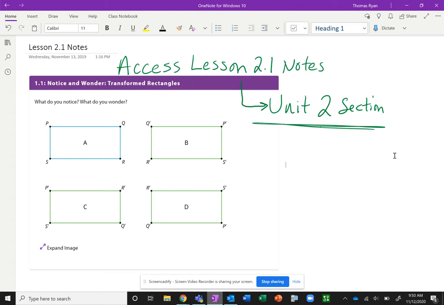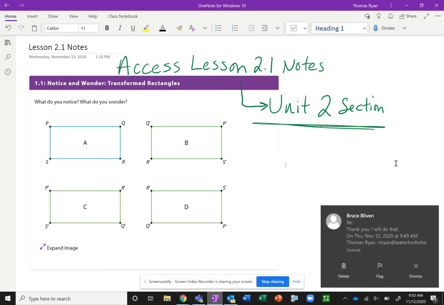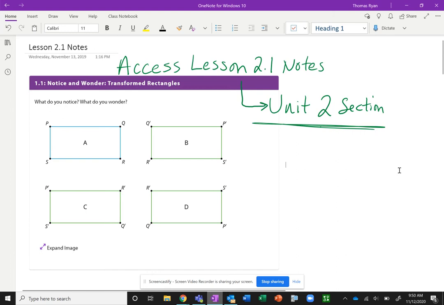Nah, I'm just kidding. Okay, so in our OneNote notebooks, under your name, we should have a new section. It's titled Unit 2. So we need to go in and access our Lesson 2.1 notes, that are the ones I'm looking at right now. So once you do that, make sure you go in.